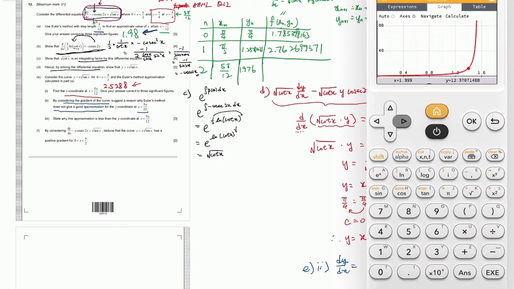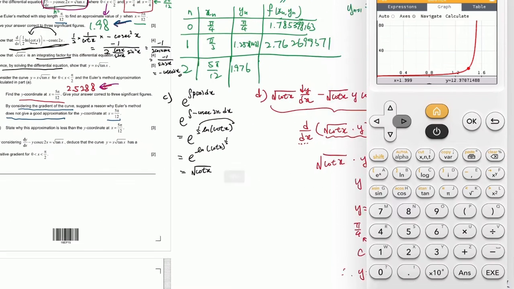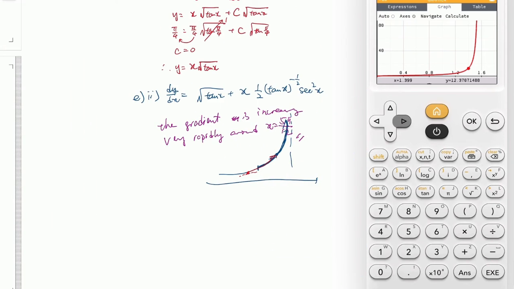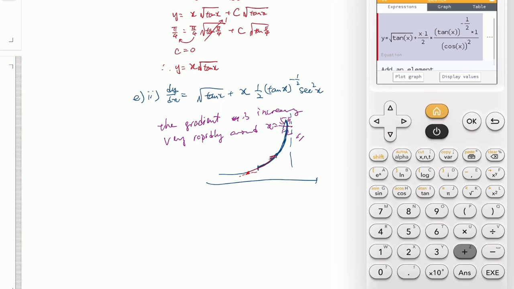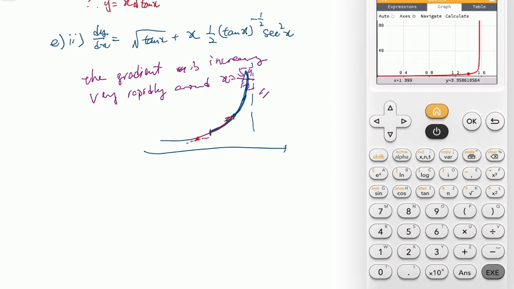State why the approximation is less than the y coordinates. So the question is, why is our approximation less than the actual value? Well, the answer is always because the original function is concave, concave up, I think. Just to be sure, we graph it. So sine square root tangent x. Yep, so around there, it's concave up.